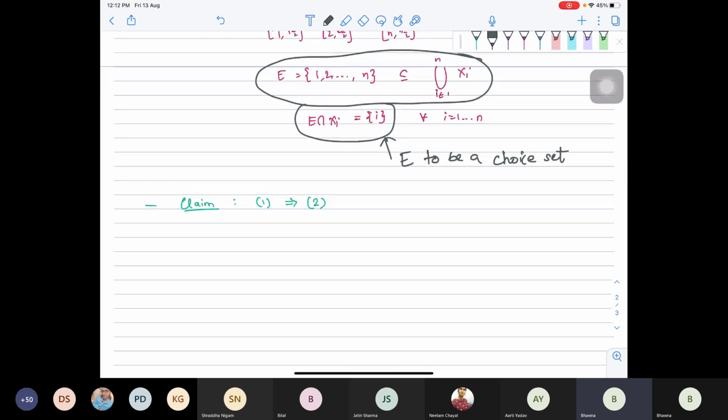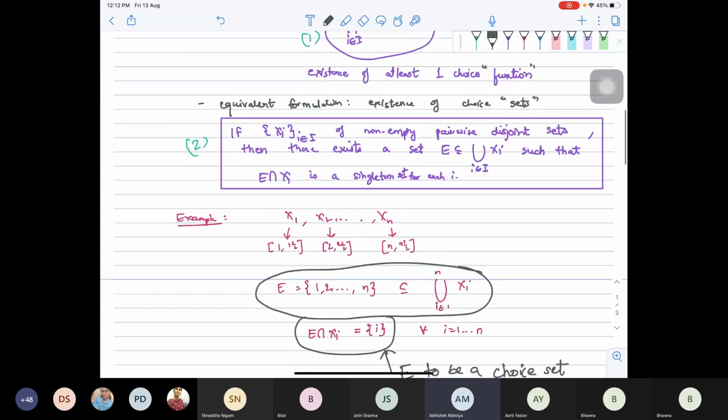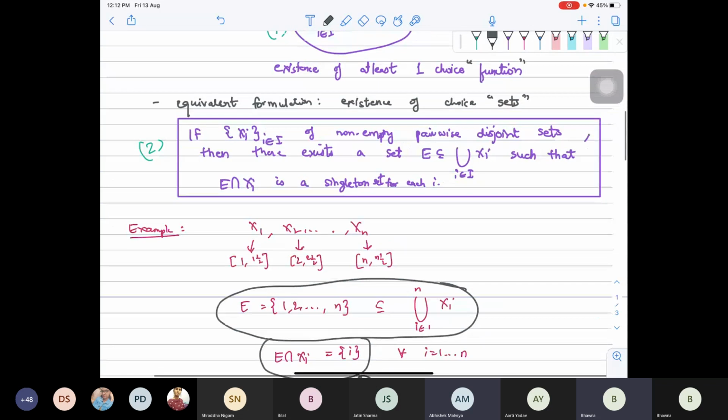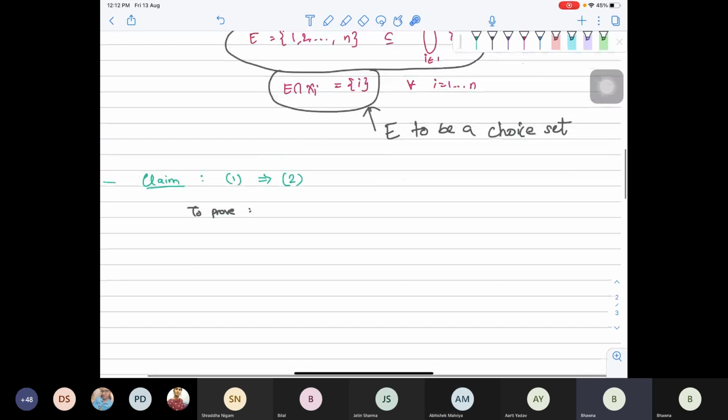So what is 2? What do we want to prove? We want to prove a set which is having elements from all the sets. Yes, very good. If we have a non-empty collection of pairwise disjoint sets, then we just want to say that there exists a choice set, right? We want to show existence of a choice set, but before proving, I want to make some assumption, right?